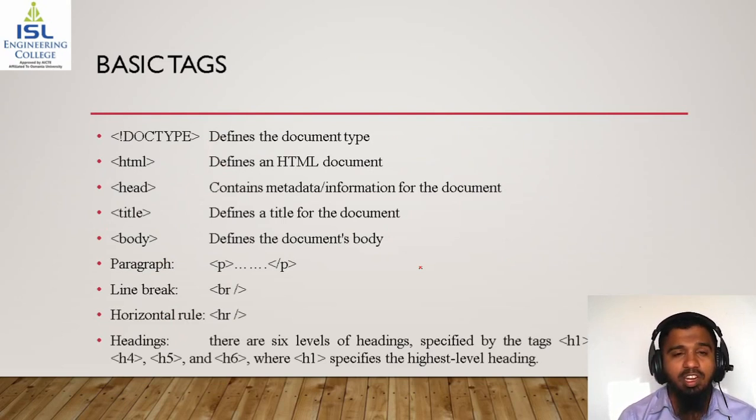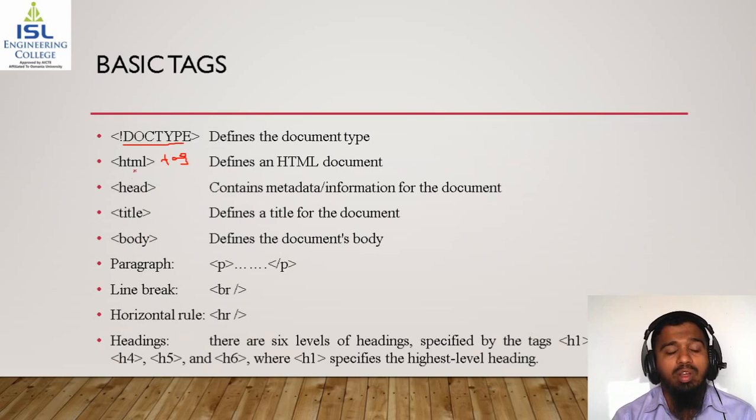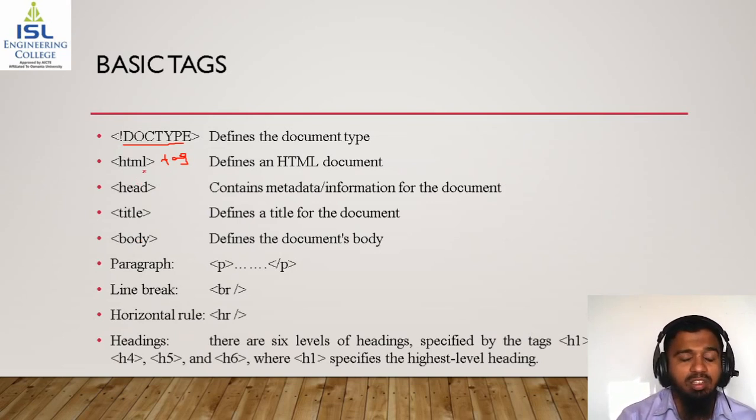So here is the basic tag. What is the basic tag? In the basic tag, as I showed you, document type. Document type defines the document, whatever the document is, HTML, XML, or any other language. Okay, and what is an HTML tag? This is a tag. These are all tags. HTML, head, body, whatever is written in angle brackets, that is called a tag.